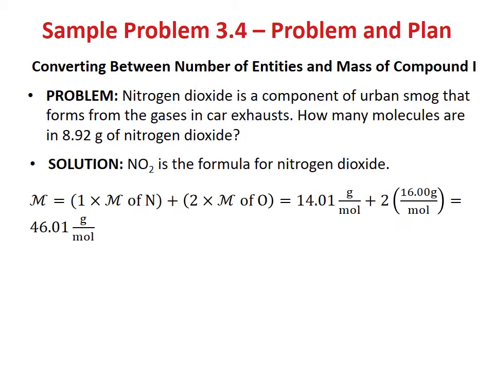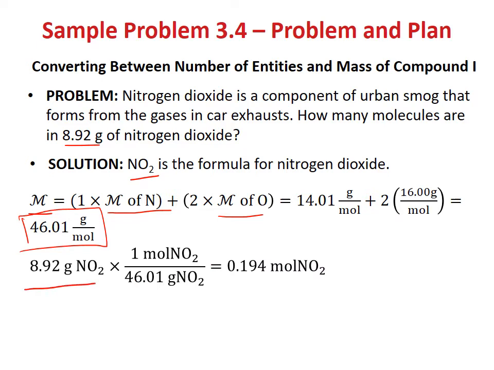Here is the solution. First, we write the formula NO2, calculate the molar mass: mass of nitrogen times 1, mass of oxygen times 2. Molar mass is 46.01. Now using molar mass, we convert grams to moles. So we start with grams, and then we multiply by the conversion factor. We write the 46.01 grams of NO2 on the bottom, 1 mole NO2 on the top. So grams cancel. That gives you moles of NO2.